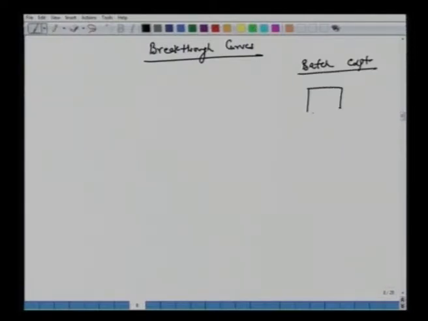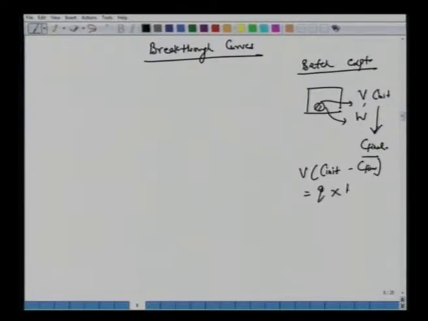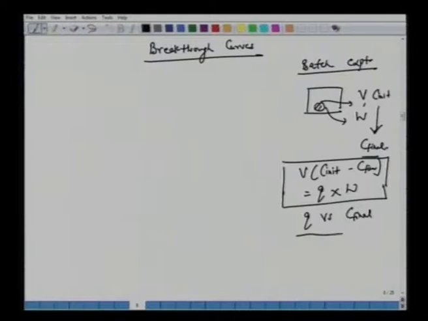You take some fixed amount V of solution at a certain concentration, C initial, and bring it in contact with a certain amount W of adsorbent. Let the solute get adsorbed to reach a final concentration. You do this material balance: V times C initial minus C final equals the loading into W. So we have a relation from experimental data, Q versus C final. That's the equilibrium.